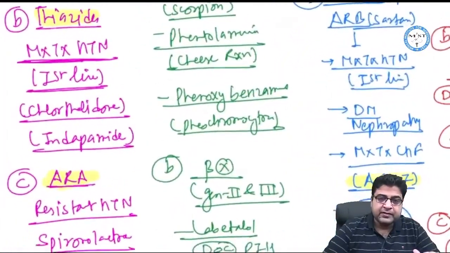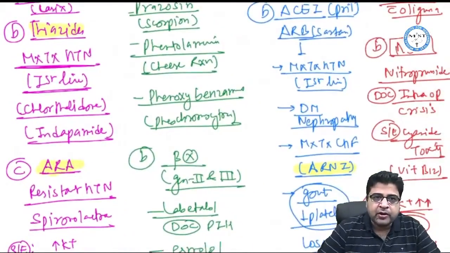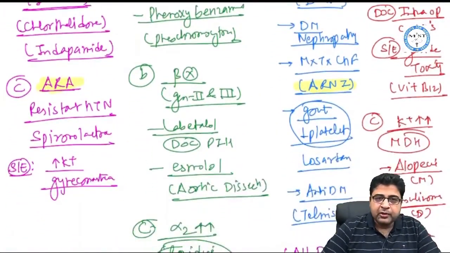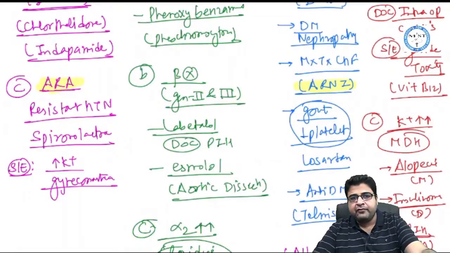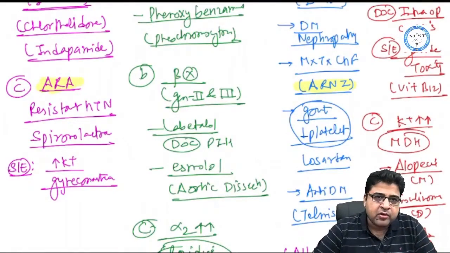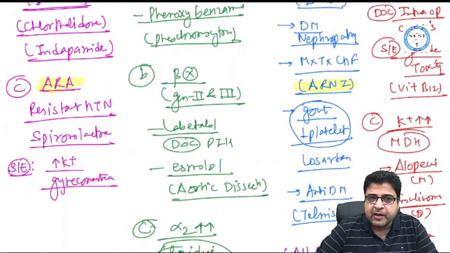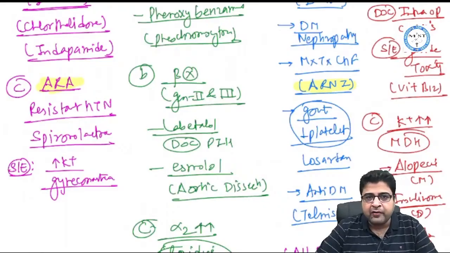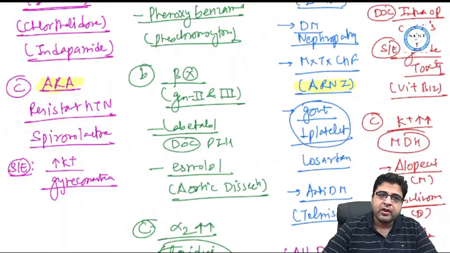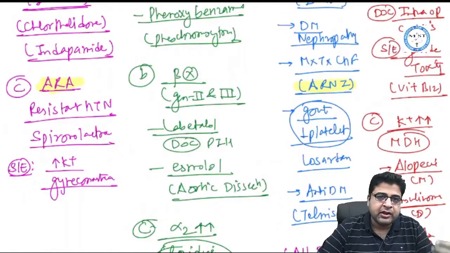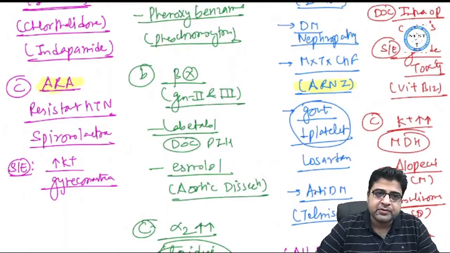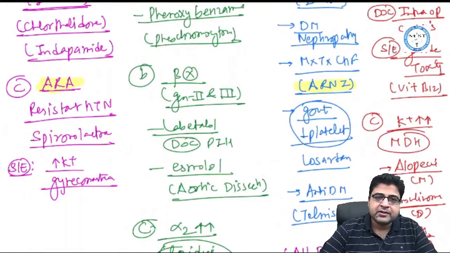So two drugs, indapamide and chlorthalidone, are given for the treatment of hypertension. Aldosterone receptor antagonists are given for resistant hypertension. Spironolactone is the drug. Resistant hypertension is where the patient's disease is not controlled even after giving three medicines together. Two important side effects of spironolactone are hyperkalemia, because it's a potassium sparing diuretic, and gynecomastia.